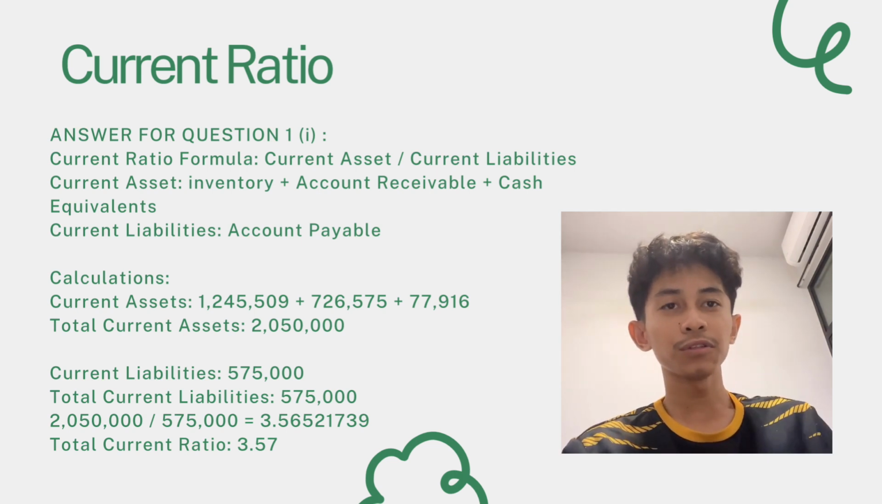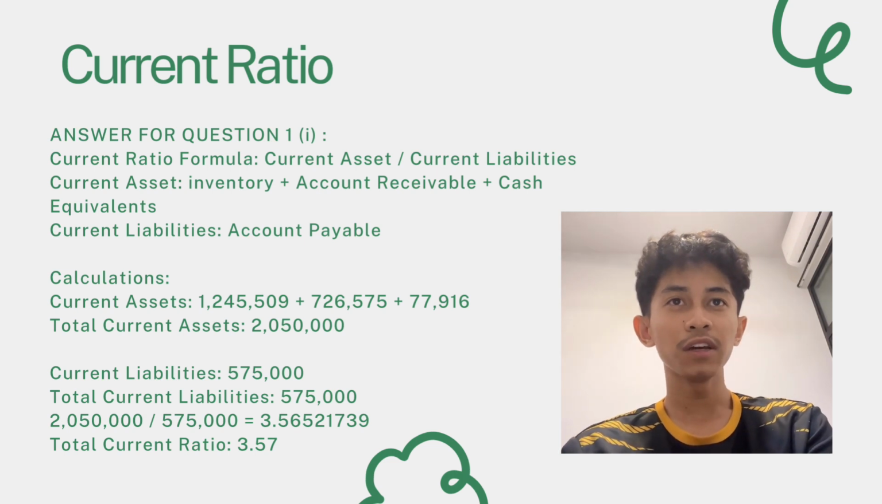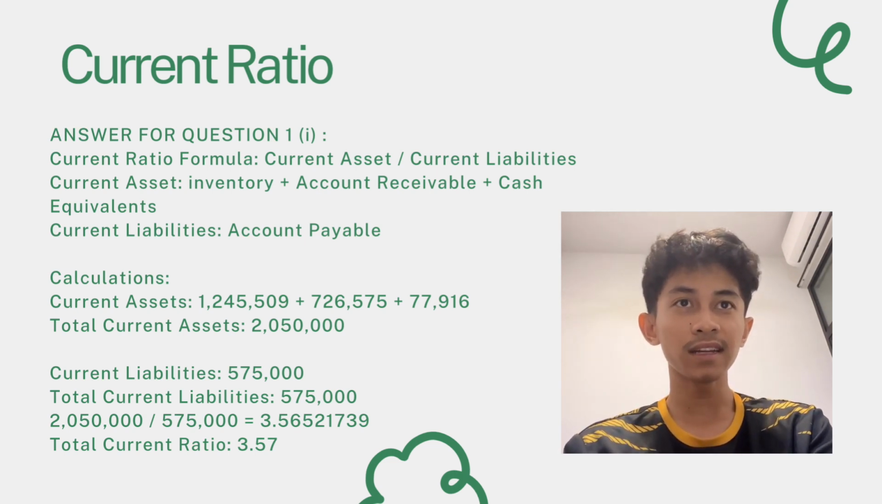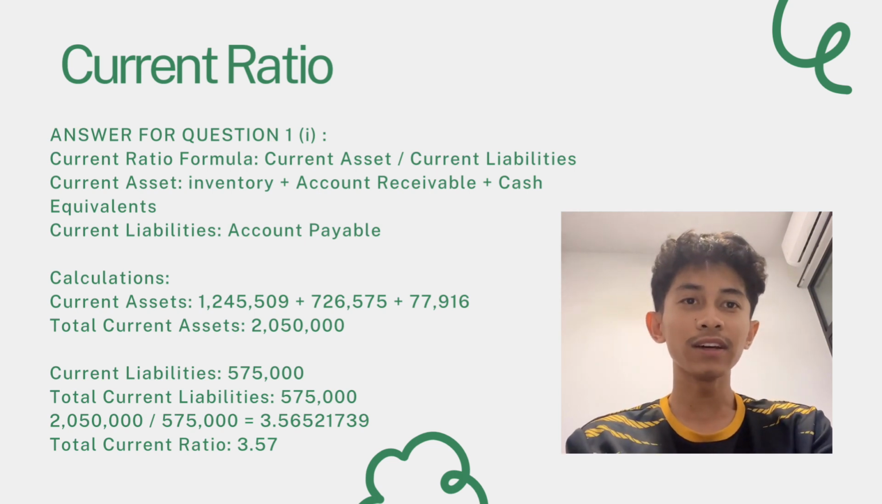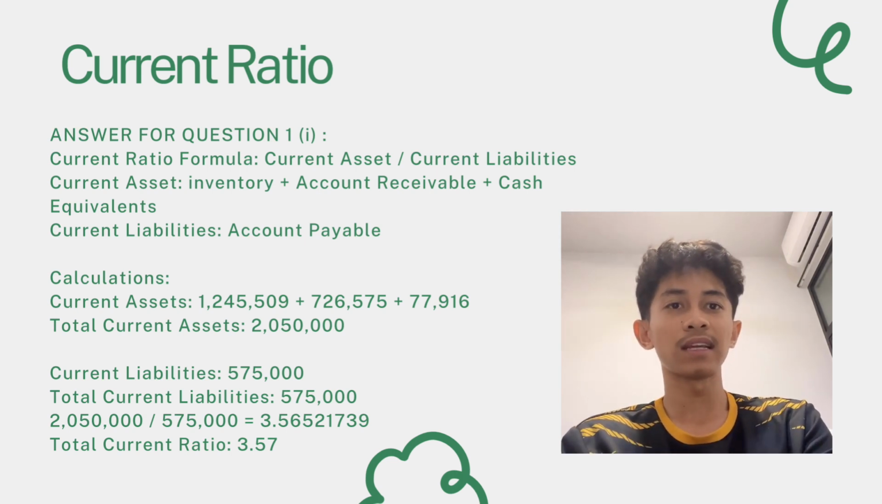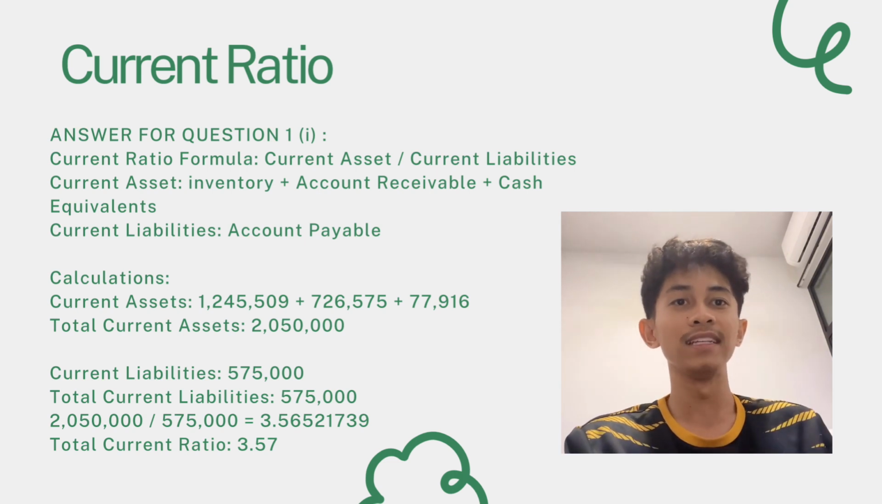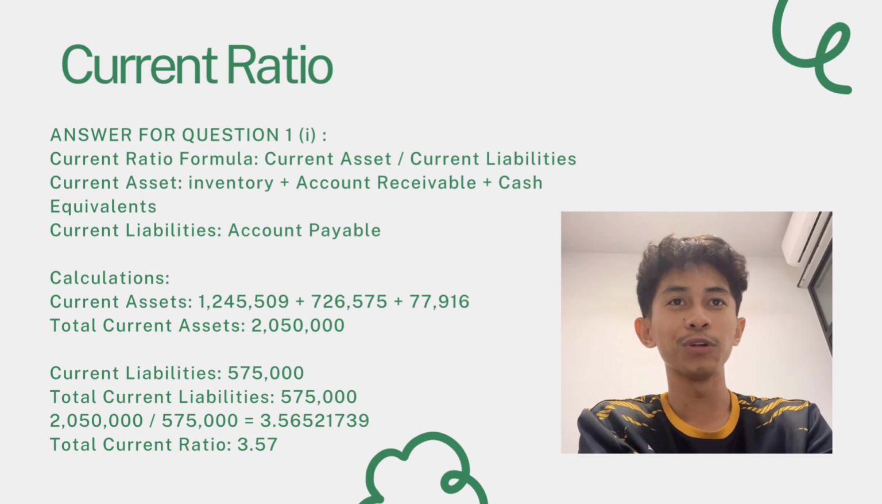To get the current ratio, we need to follow this formula: current assets divided by current liabilities. To get the current assets, we need to find the inventory plus accounts receivable plus the cash equivalents of Dura Ltd. For the current liabilities, we just need to find the accounts payable of Dura Ltd.